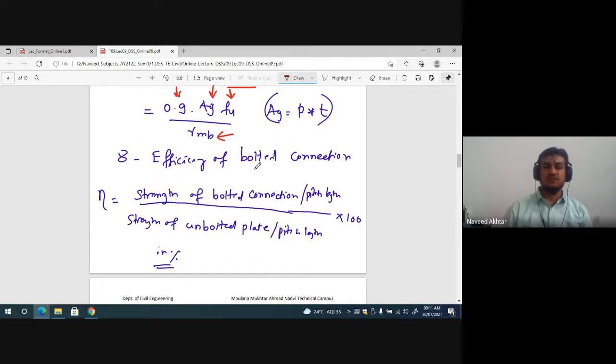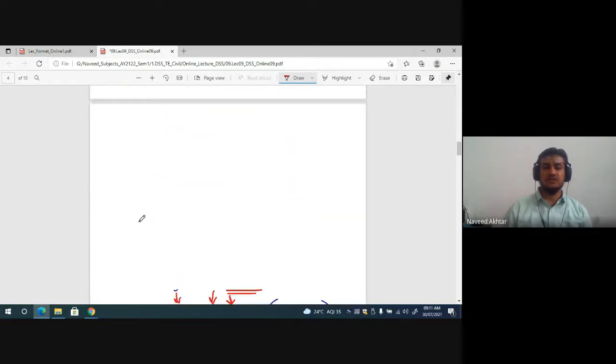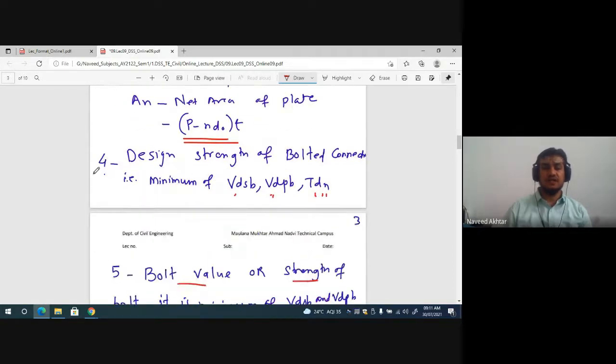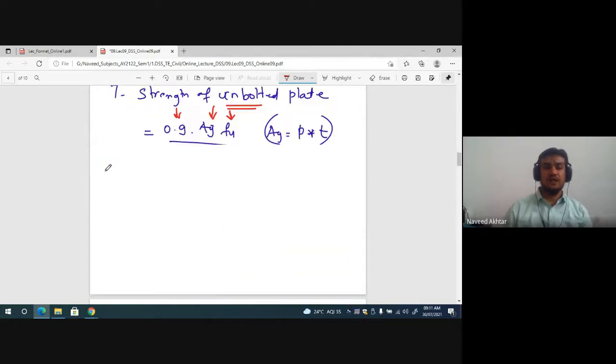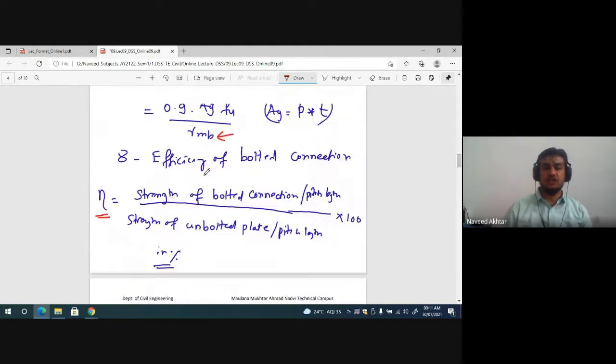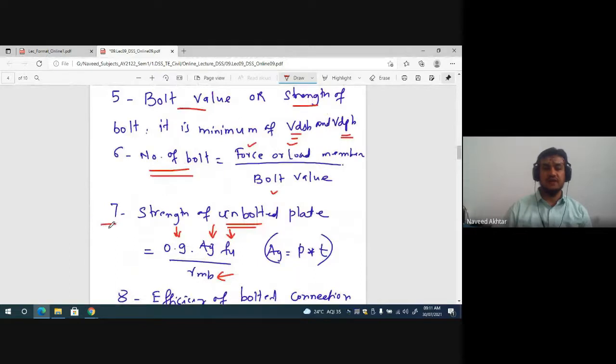Then the efficiency of the bolted connection is represented by eta, and efficiency is nothing but the strength of the bolted connection per pitch, which we found at number 4, divided by the strength of the unbolted plate, which we found at number 7.